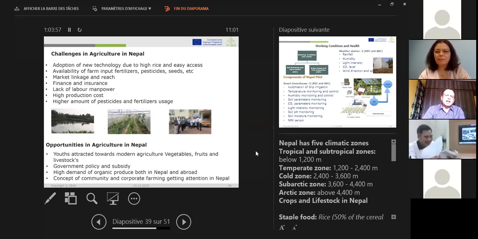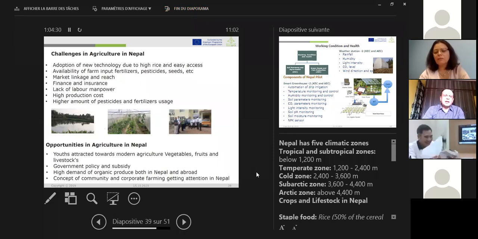And the other challenge is the lack of labor, because many youth go abroad for getting better jobs and better salary. So we lack labor in the agriculture sector as well. Since most of the things are imported, the cost of agricultural production is also high in Nepal. And the other challenge in Nepal is the excess use of pesticides and fertilizers as well.